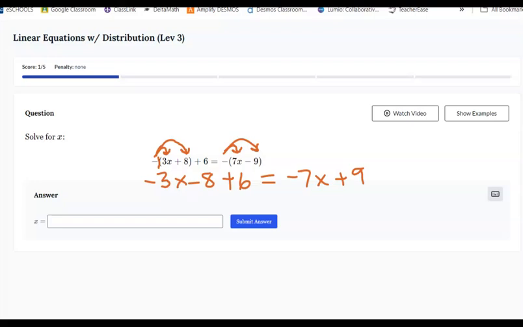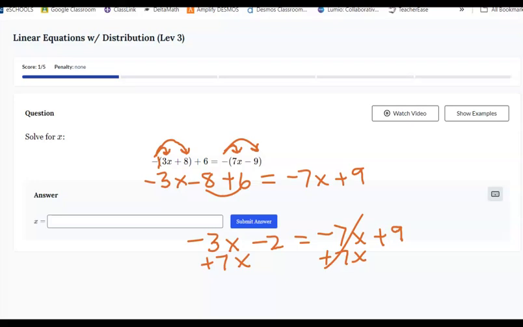Now my left-hand side has 2 constants, so I'm going to combine them together, giving me negative 3x minus 2 and negative 7x plus 9. I'm going to add 7x to both sides. That gives me 4x minus 2 equals 9. I'm going to add 2 to both sides.